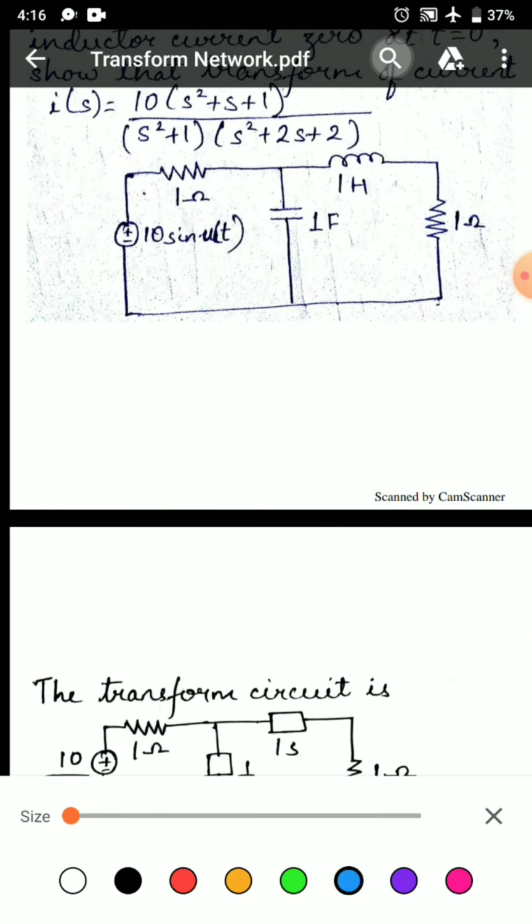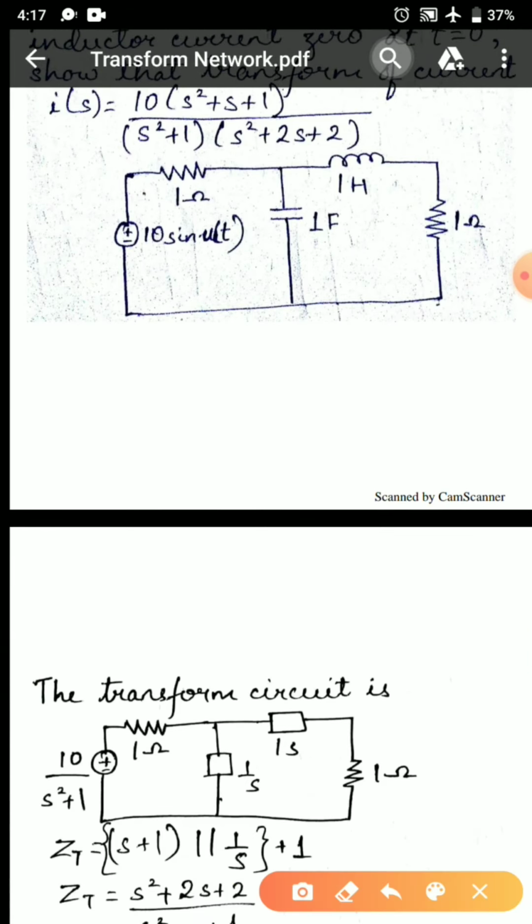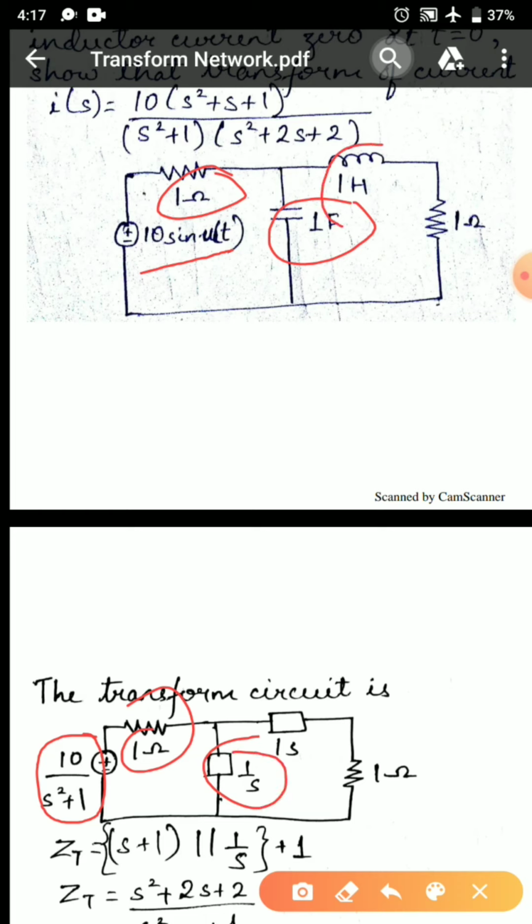We first of all transform the elements that are given in the circuit. We have the source here as 10 into sine t u of t. We replace it as 10 upon S square plus 1. 1 ohm remains as it is. 1 farad is converted into 1 by S. 1 Henry inductor is converted into 1S, and 1 ohm remains as it is.